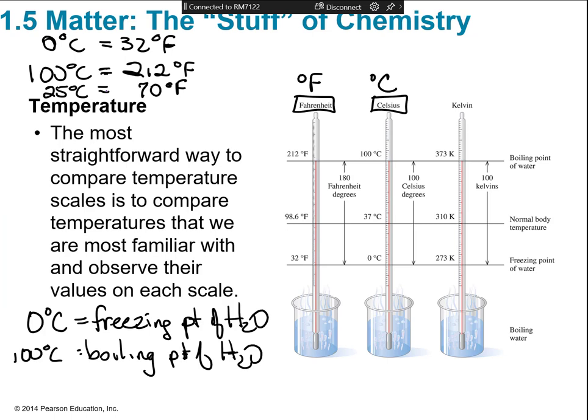The only other one I really want you to remember is 37 degrees Celsius. That's significant. 37 degrees Celsius is body temperature. That is equal to what in Fahrenheit? So 98.6. Well, it helps if you put them in the right spot. 98.6 degrees Fahrenheit. That is normal body temperature.